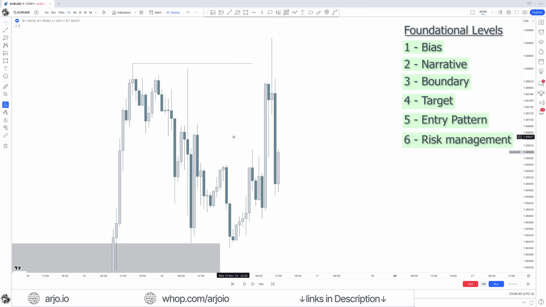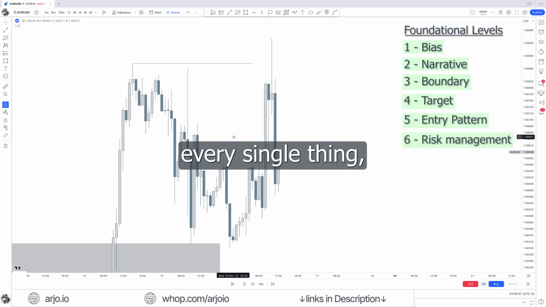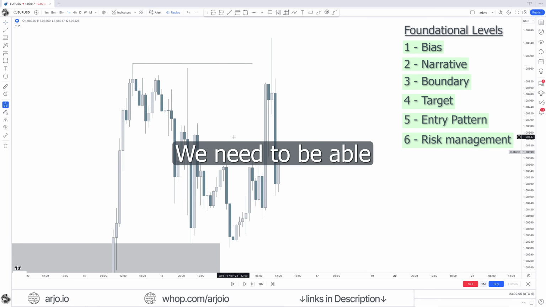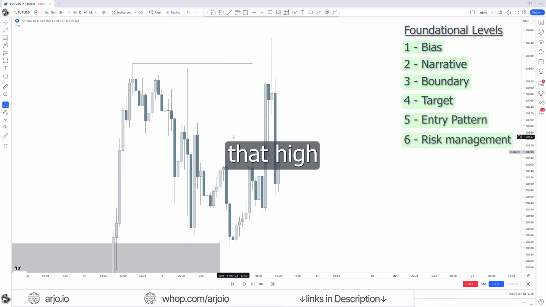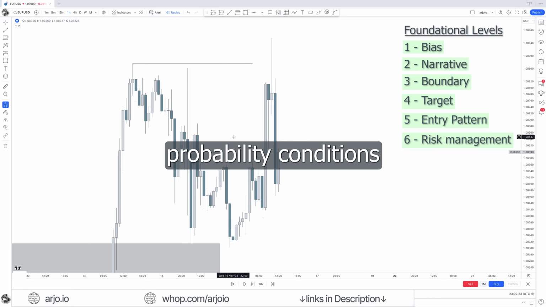And if there's always a reason to look at an entry pattern, then is that high probability? No. Because if we trade every single thing, then that means that we are not trading any probabilities. We need to be able to differentiate that high probability condition from that low probability condition. And if we always have a trade idea, then is that going to be a high probability condition? No, it doesn't work like that.